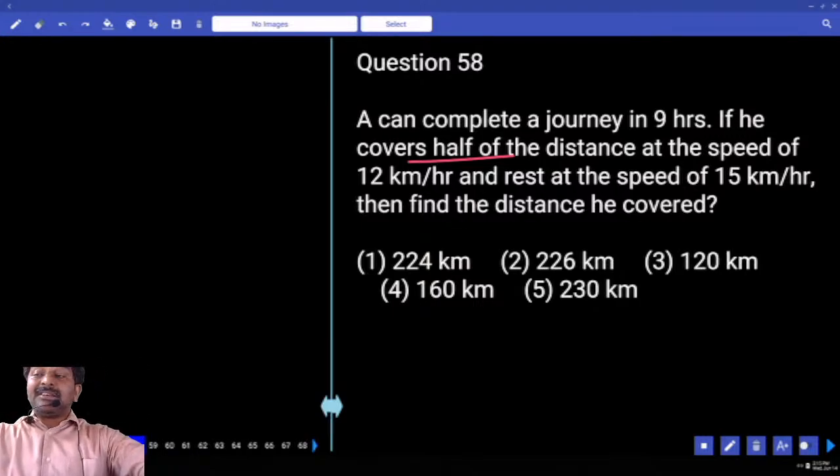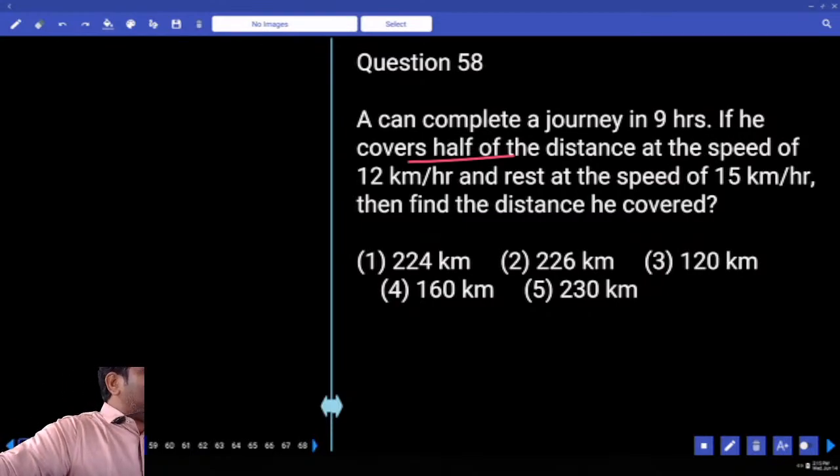Whatever distance he traveled in the first case, the same distance he will travel in the second case. Half the distance is already covered, the remaining half he will cover later. That means the distance covered in both cases is the same. Can we conclude this point? Yes. If distances are the same, then the average speed is 2ab by a plus b.